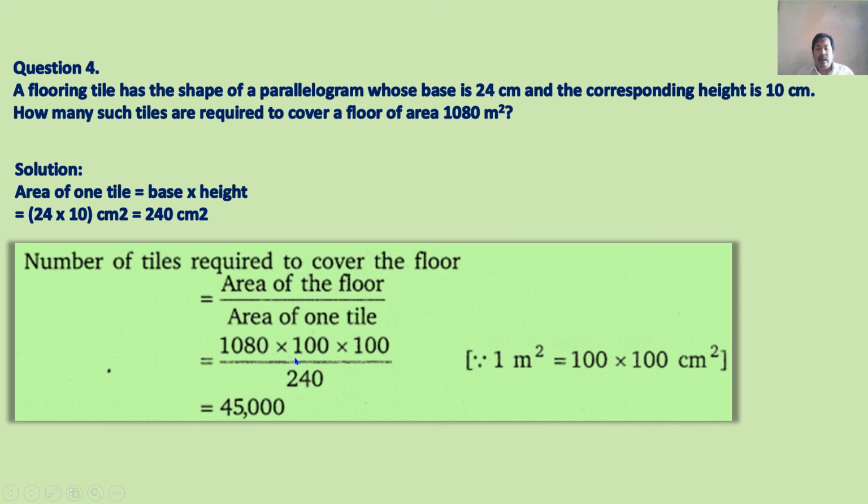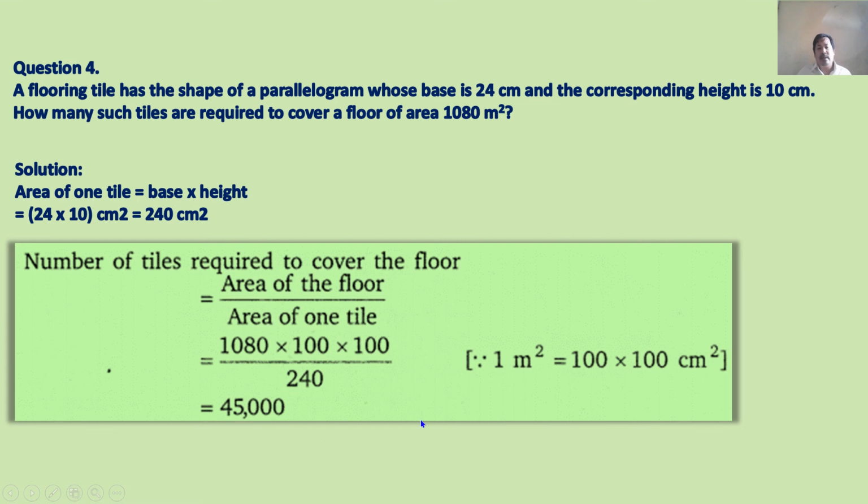Then after we have converted, we can go for the division now. That means the whole value is going to be divided by 24, isn't it? So you just cancel two zeros, and divide the total product by 24, then you will get 45,000. So 45,000 is the number of tiles required for flooring the particular surface. Okay, so this is the number of tiles.